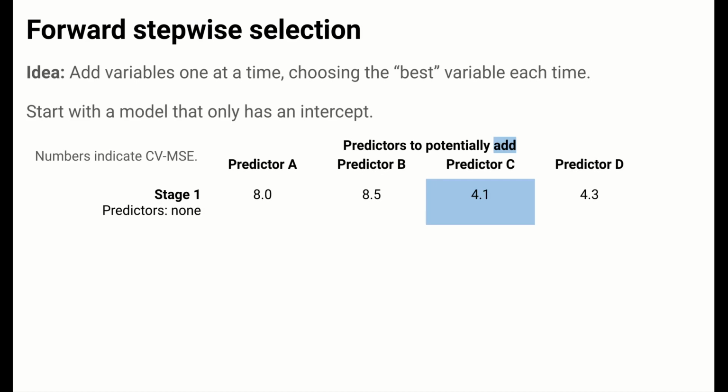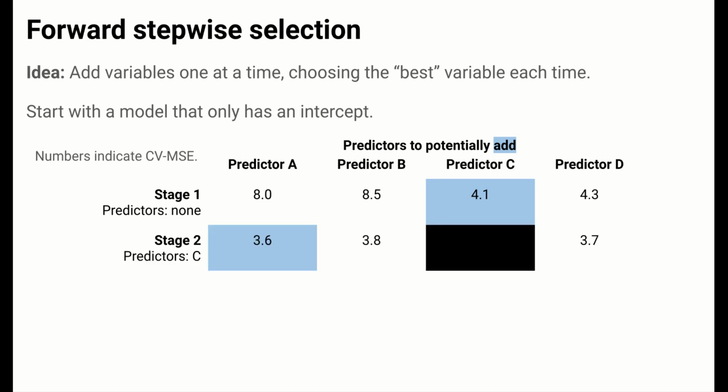We start with an empty model that only has an intercept, and in this first stage, we consider all of the single variable models. So in this example, there are 4 predictors, so we consider models with just predictor A, just B, just C, and just D. Turns out, adding C results in a model with the lowest cross-validated mean squared error, so we add it to the model. In the next stage, we start from a model with predictor C. We consider then adding A, B, or D. The model that adds A ends up resulting in the lowest cross-validated mean squared error.